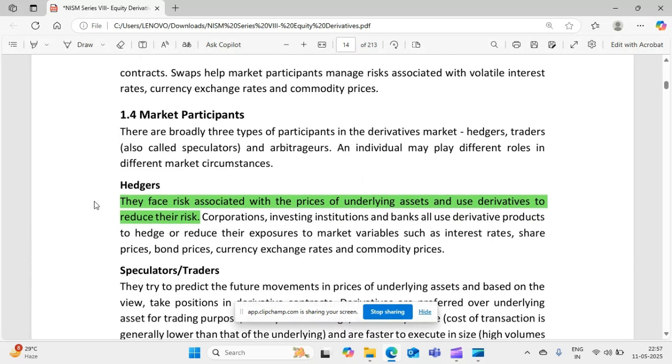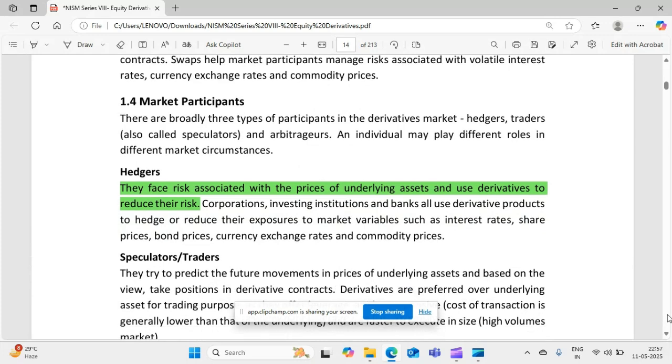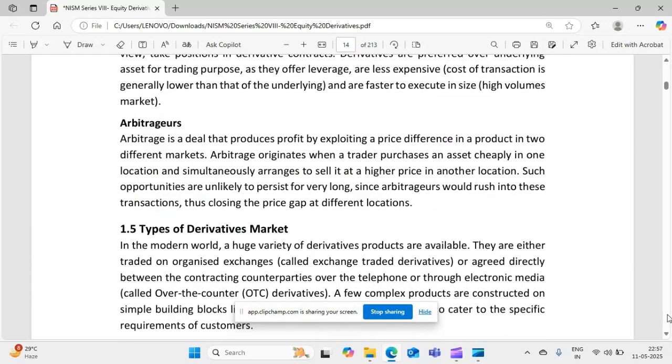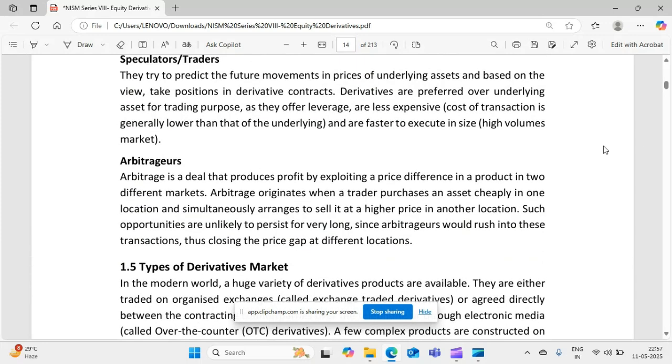Then we have speculators. A speculator is someone who will basically see how the price is moving and then accordingly take a call. So speculators operate on price movements. That is their job. They try to predict the future movement of price and, based on their view, take positions. They can be buyers or they can be sellers also.